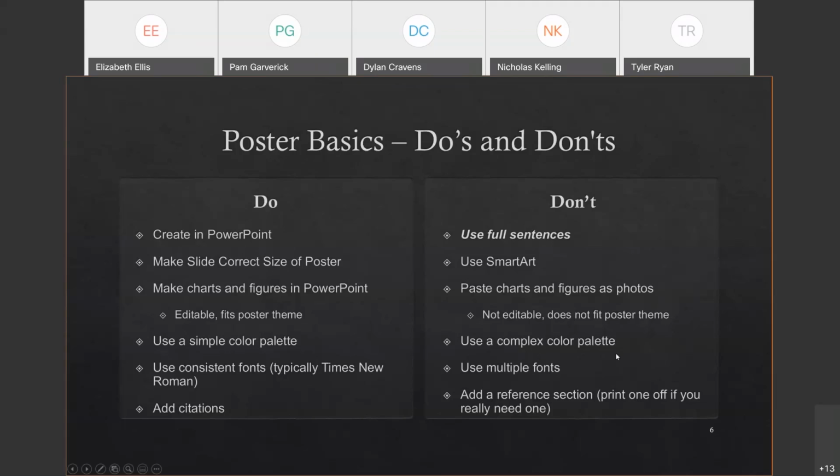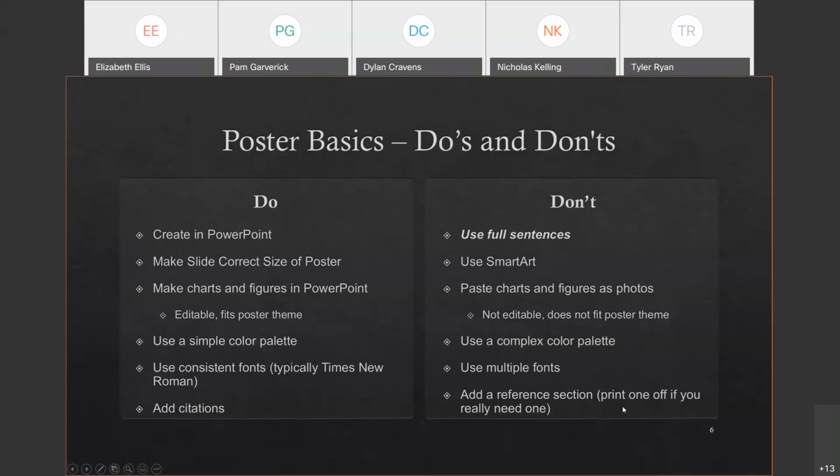Don't use a complex color palette. The more colors you get in there, the more confusing everything gets, and it gets very messy, and it just ends up not looking very nice. Try to avoid multiple fonts. Like I said, if you have maybe 2 fonts in there, like your headers are one font, your text is another, that's okay. But you shouldn't be switching between fonts every 10 seconds.